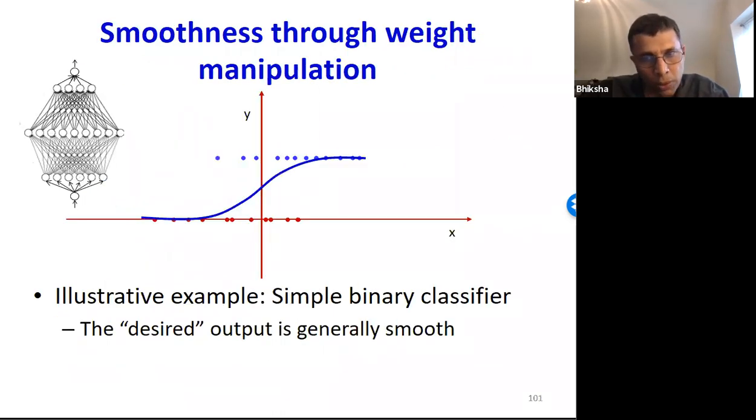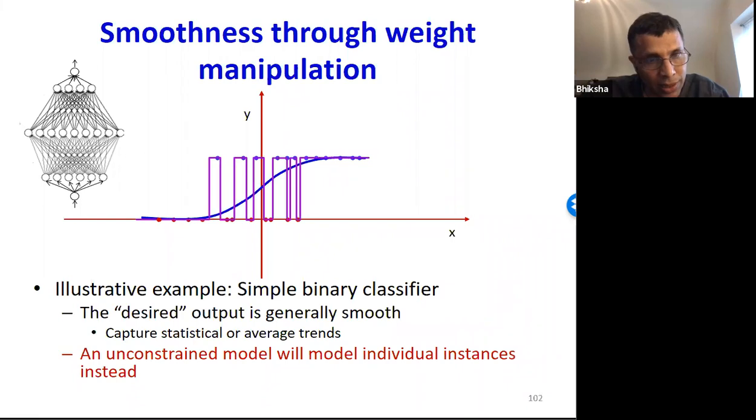So let's take a look at this from a simple binary classifier. I want to build a classifier. The training data consists of these red dots and these blue dots. In this ideal situation, I would learn this blue curve, which computes the a posteriori probability of the classes. But then the neural network is a universal approximator. It can end up simply learning these training data perfectly and just give you this purple curve instead. Which of these two is the better option? Which do you want the network to learn?